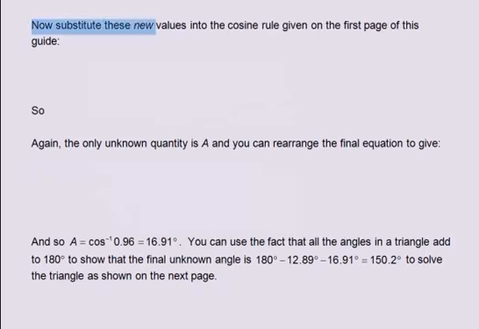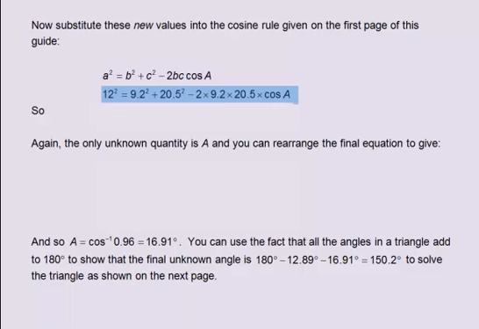Now substitute these new values into the cosine rule given on the first page of this guide. Lowercase a squared equals lowercase b squared plus lowercase c squared minus 2 multiplied by lowercase b multiplied by lowercase c multiplied by the cosine of uppercase A. Substituting in, 12 squared equals 9.2 squared plus 20.5 squared minus 2 multiplied by 9.2 multiplied by 20.5 multiplied by the cosine of uppercase A.